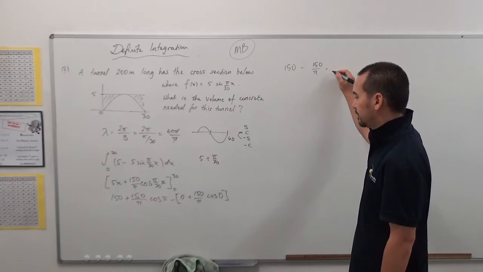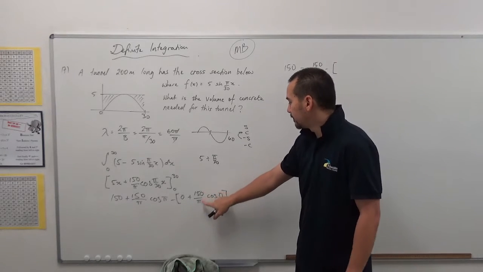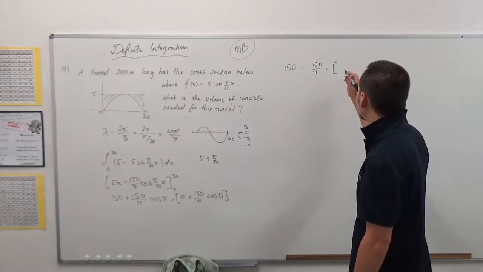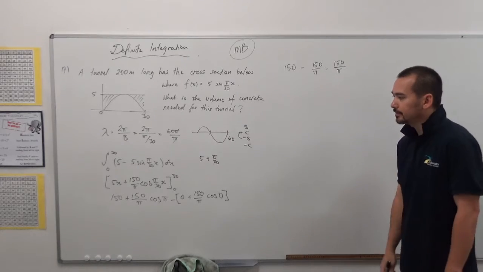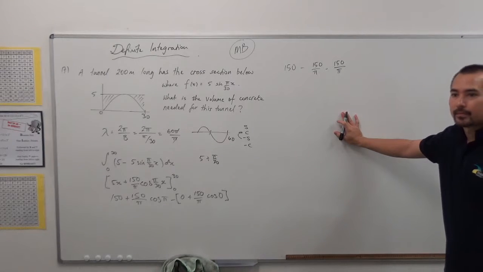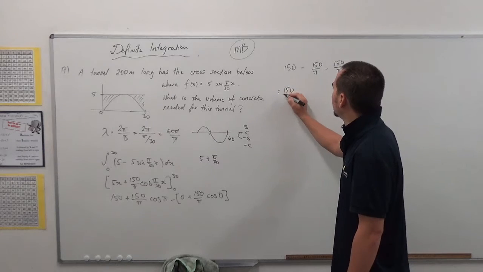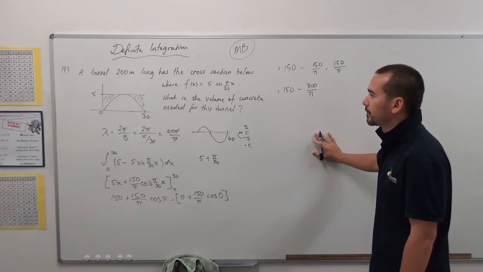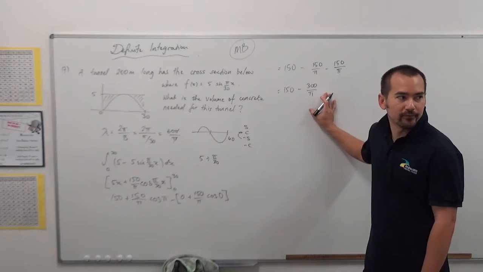Everyone happy with that? Okay, let's work over here now. So, 150 plus 150 on pi times cosine pi, which is -1. That makes this value negative. Take away, I don't need that 0 anymore. 150 over pi times 1 is just negative 150 on pi. So does it equal 150? No. Close. 300 on pi.